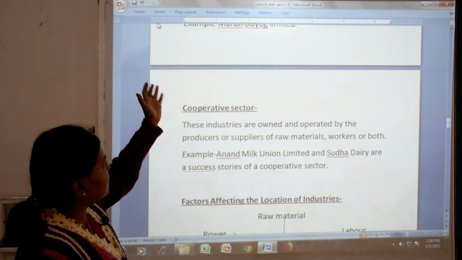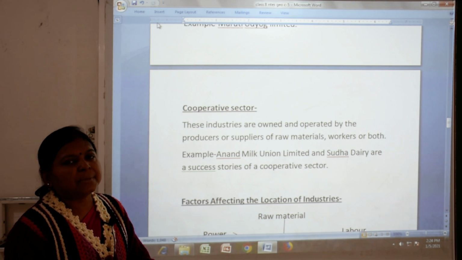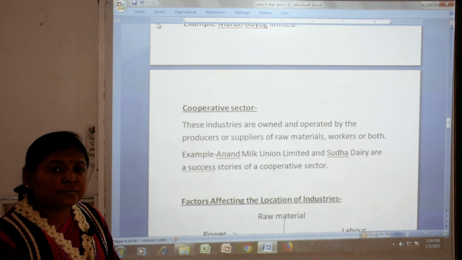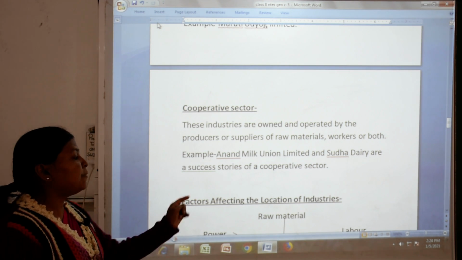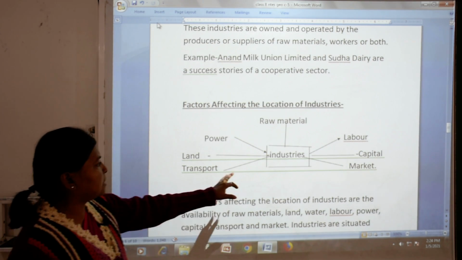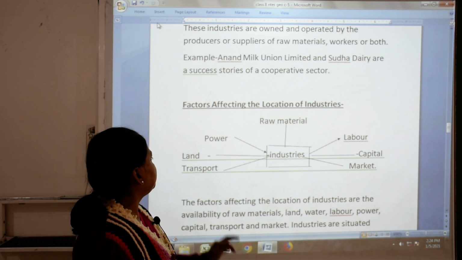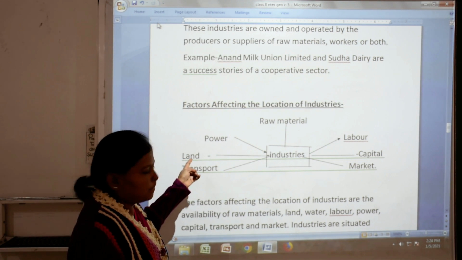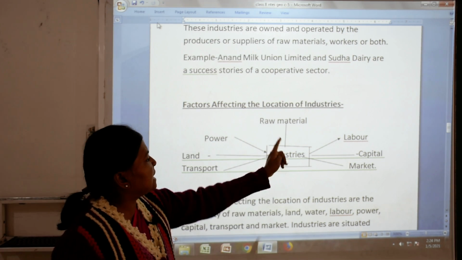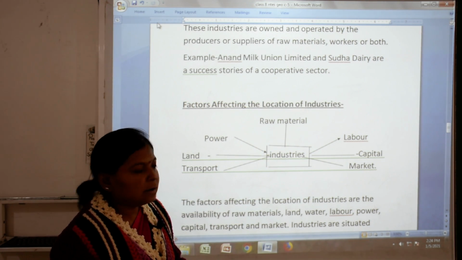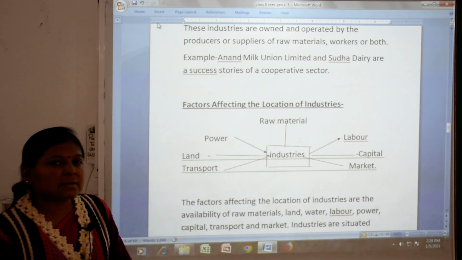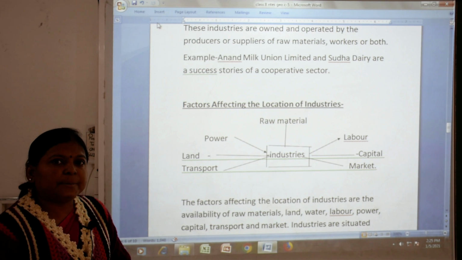a question comes: we have studied how these are divided into private, cooperative sectors and all. What are the factors which affect the location of industries? Suppose we are having industries, what things do we need? First, we need land, power, raw material, labor, capital, market and transport. When all these factors are available, then it will run properly.